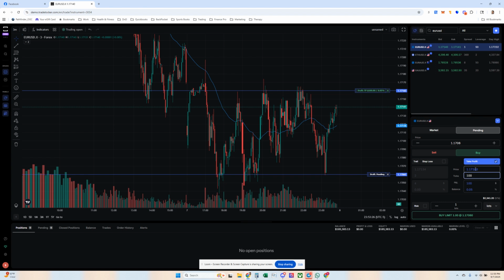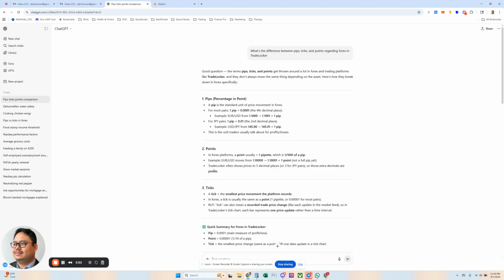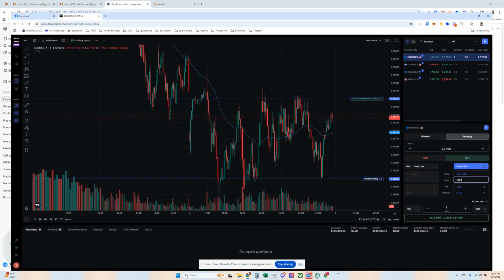An easy way to get 10 pips when you're trying to type it in is to type in the ticks. Now, every pip is 10 ticks in TradeLocker. So you want to kind of remember that, because a tick is the smallest unit. We're going to go to this next definition down here. A tick is the smallest price movement the platform records. So in Forex, a tick is usually the same as a pipette, or 0.00001 for most pairs. So let's go back to that.